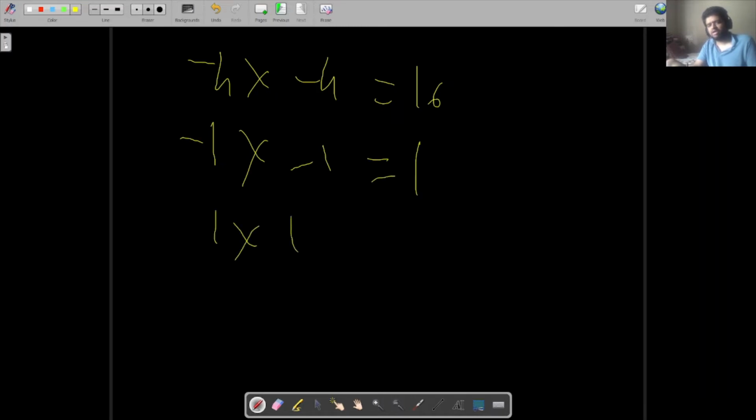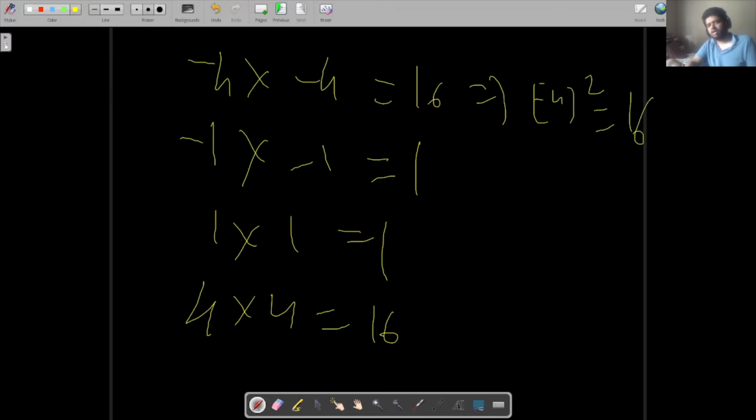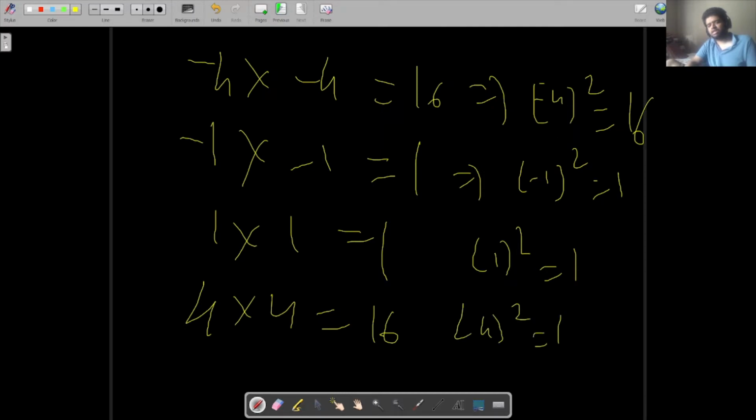Because what happens is that when you multiply minus 4 by minus 4, the result is 16. When you multiply minus 1 by minus 1, the result is 1. When you multiply 1 by 1, the result is again 1. When you multiply 4 by 4, you are taking the squares, right? So it is again 16. So I can write that minus 4 square is 16, minus 1 square is 1, 1 square is 1, and 4 square is equal to 16.